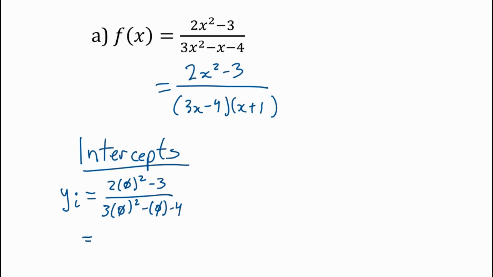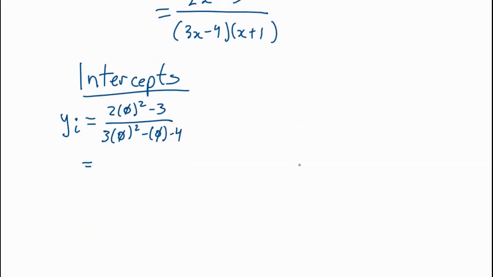So what happens to all those terms with the 0 in them? They're all gone. 0 squared is 0, times 3 is 0, times 2 is 0, right? 0 times anything, whatever, is 0. So we end up with negative 3 over negative 4, which is 3 over 4.